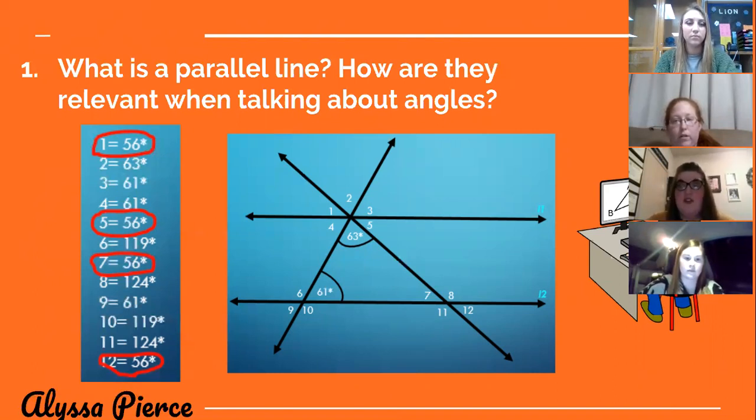This is also showing us the corresponding angles property. This property states that if 2 parallel lines are cut by a transversal, then their corresponding angles will have the same measurement, like in angles 1, 5, 7, and 12. So that's pretty awesome.